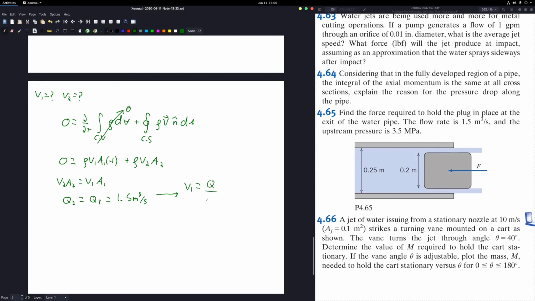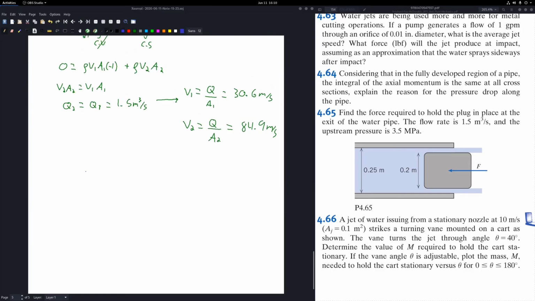Because we know that the flow rate is going to be constant, which is 1.5 meters cubed per second, we could divide it by the area 1 or the area 2 to find the velocity at point 1 and at point 2. Now we could retake the expression that we have before and replace all the unknowns to find the final force.